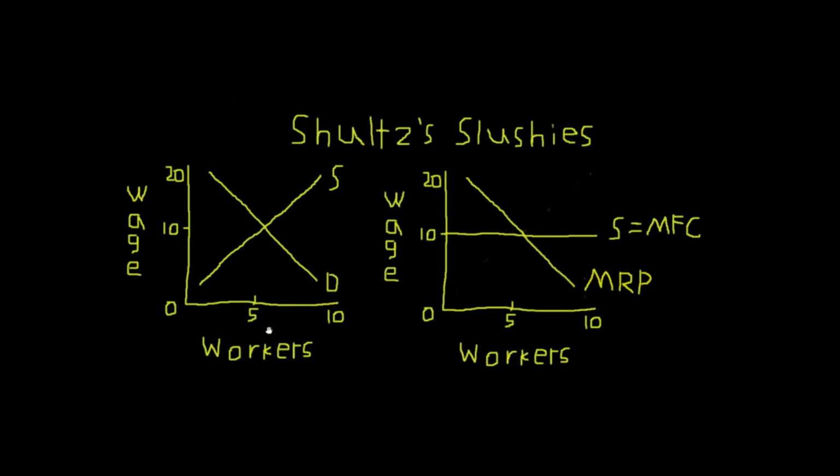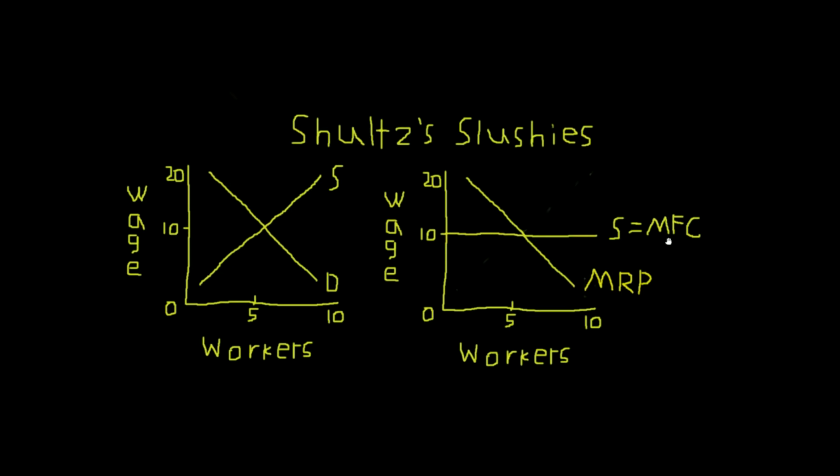So down here we have an example. Let's say there's the firm Schultz's Slushies, and you can see on this graph that it shows the workers on the x-axis and the wage on the y-axis. Where demand meets supply, at 5 workers, each getting paid $10 an hour, is the equilibrium point. And on the graph over here, the equilibrium point is where the supply and the marginal revenue product intersect. Let me explain a few things here.